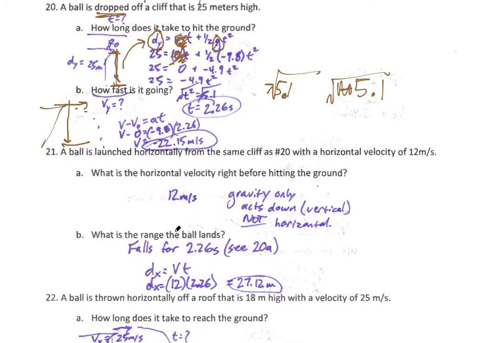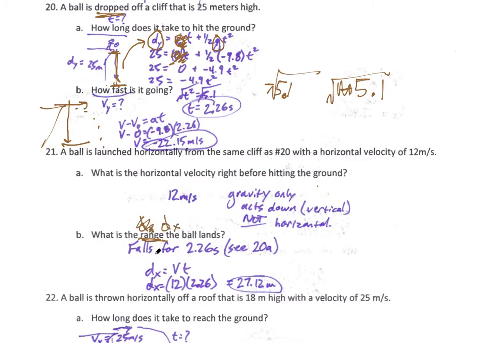What's the range that the ball lands at? So the range, we're talking about distance in the x direction that the ball is landing at. Distance in the x direction. There you go. Let's try that again and pretend that guy didn't happen.